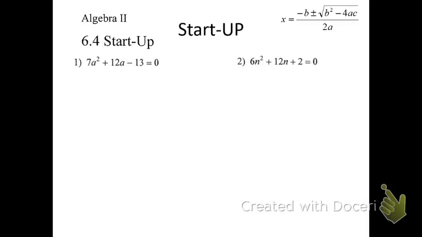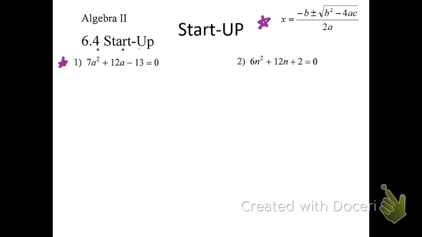All right, so to get 6.4 started, we have to review the quadratic formula, ladies and gentlemen, which means it's going to be right here. That's the quadratic formula equation, if you will. Each equation has to be in standard form first, meaning it has to be in descending order, a squared, a, then constant. Now, to do these, we have to declare what a, b, and c are.